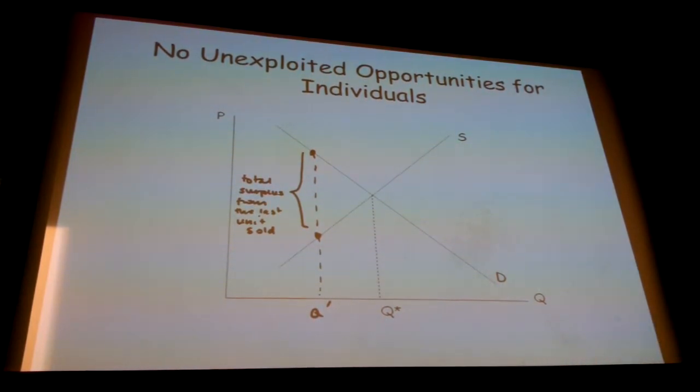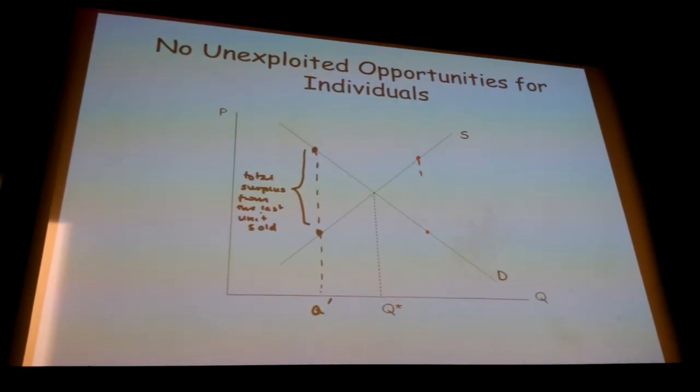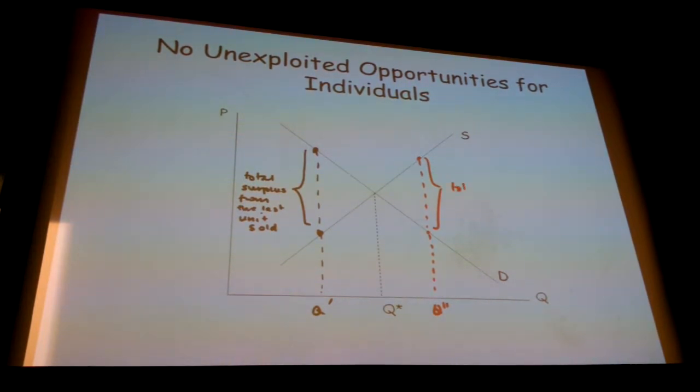So again, for example, if we think about a unit of output up here, I'll just call this Q double prime. This distance is still total surplus.